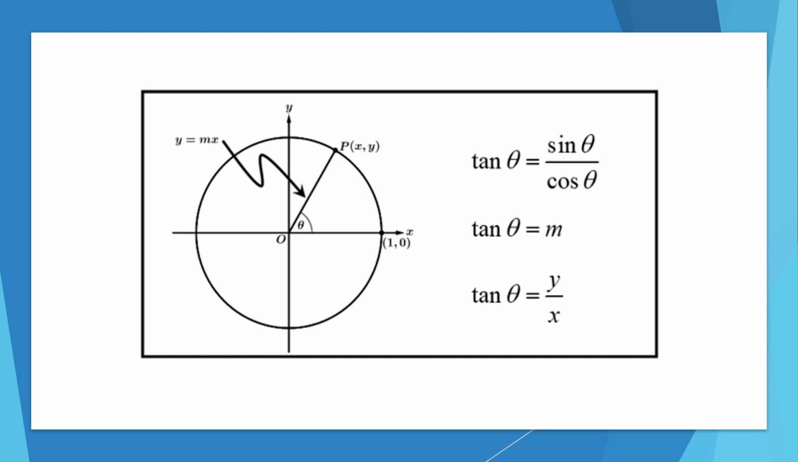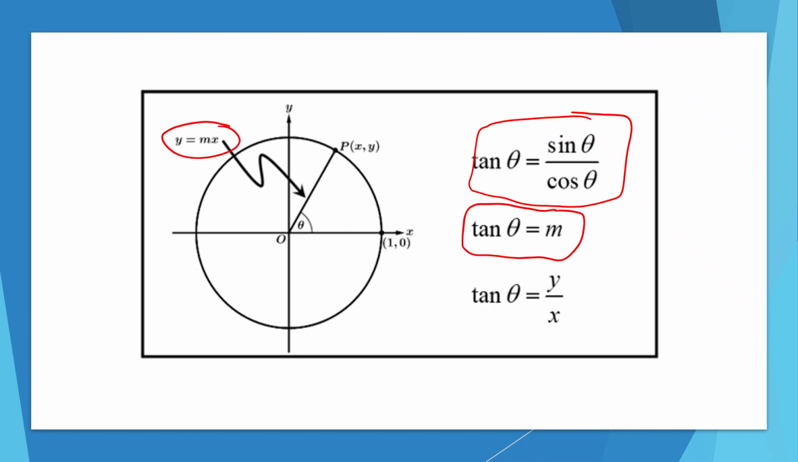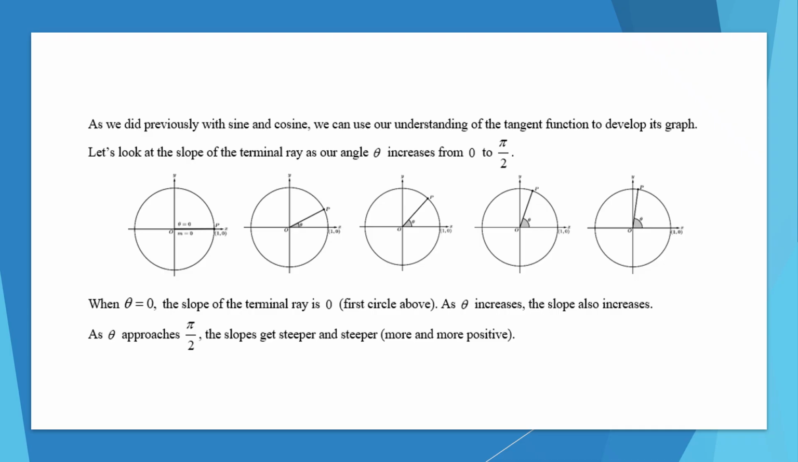So here, like I just said, tangent is equal to sine over cosine. Tangent is also equal to the slope of that line if it was just y equals mx, or it's equal to opposite over adjacent. If we extract our triangle using SOHCAHTOA, it's going to be our y over our x there. All right, so like we previously did with sine and cosine, I want to use what we know about tangent to build out its graph.